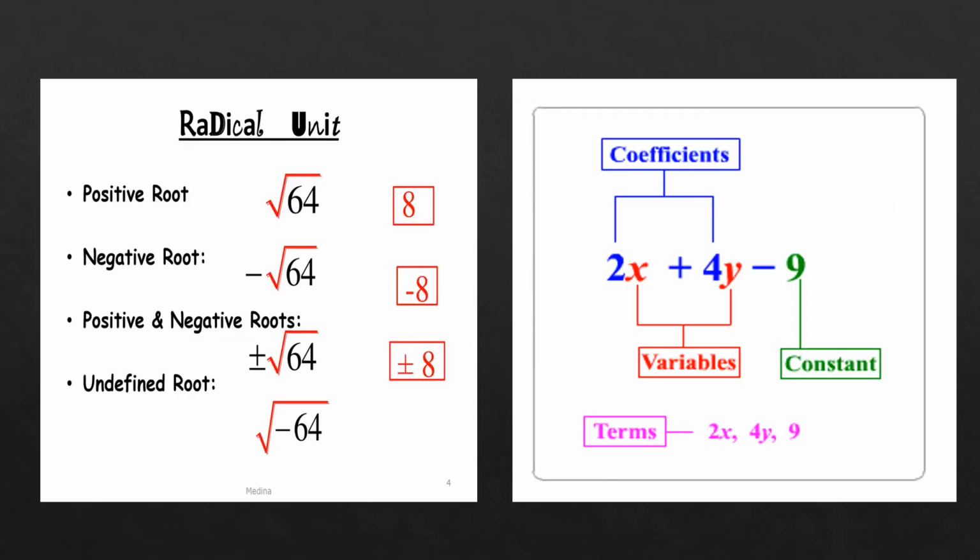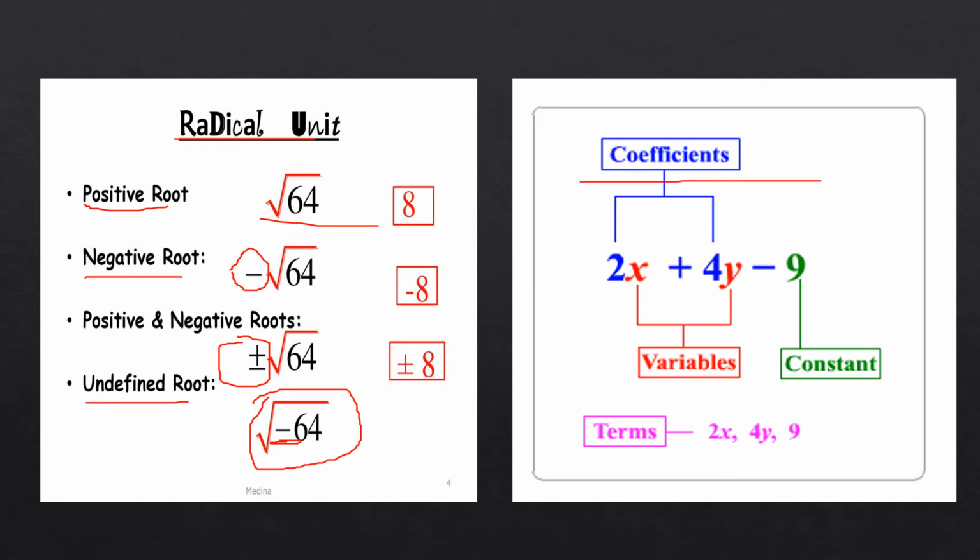Okay, here, radical unit. Positive root: if we have a number under the square root that is positive, we call it a positive root. A negative root: if there is a negative sign outside the radical, okay? Positive and negative roots are when the sign is outside the radical, okay? And undefined root: I told you last year that if we have a negative sign under the radical, we call it an undefined root, okay?